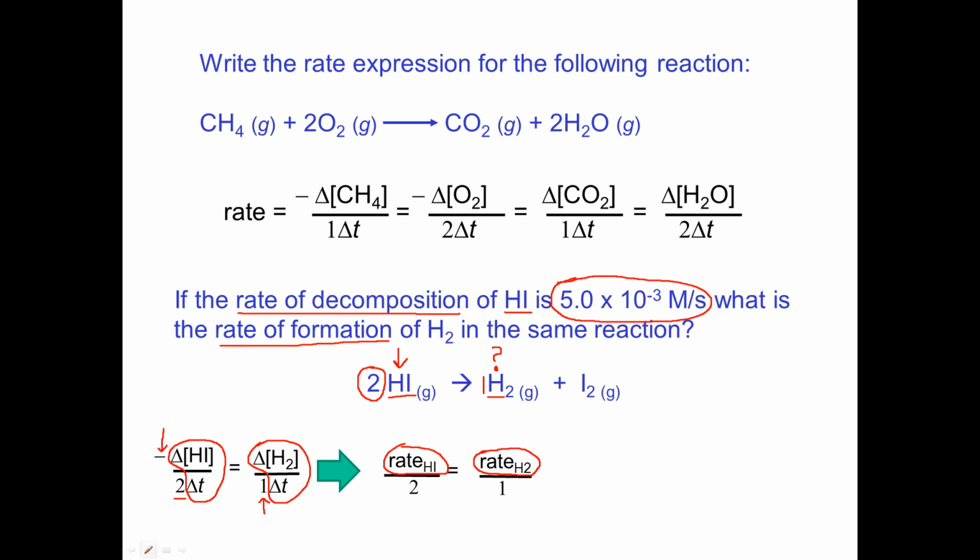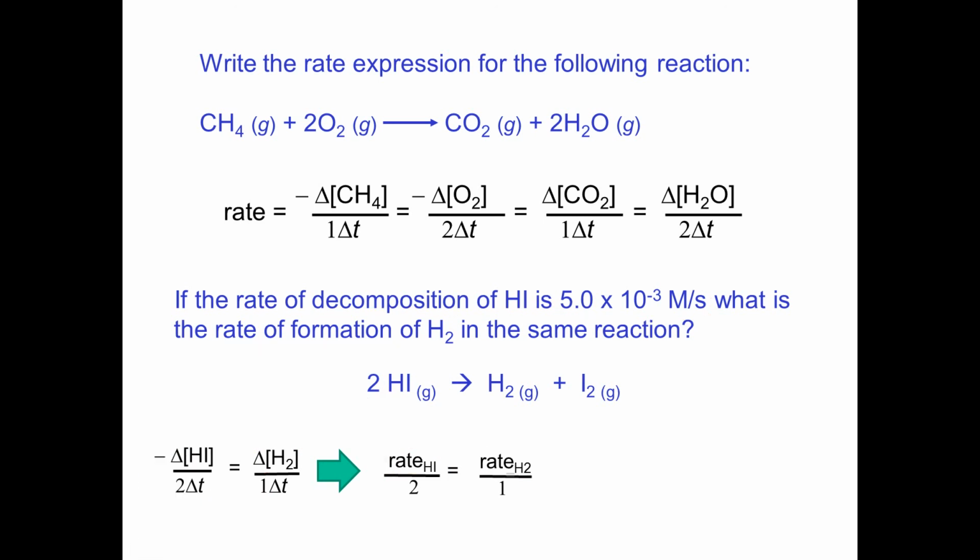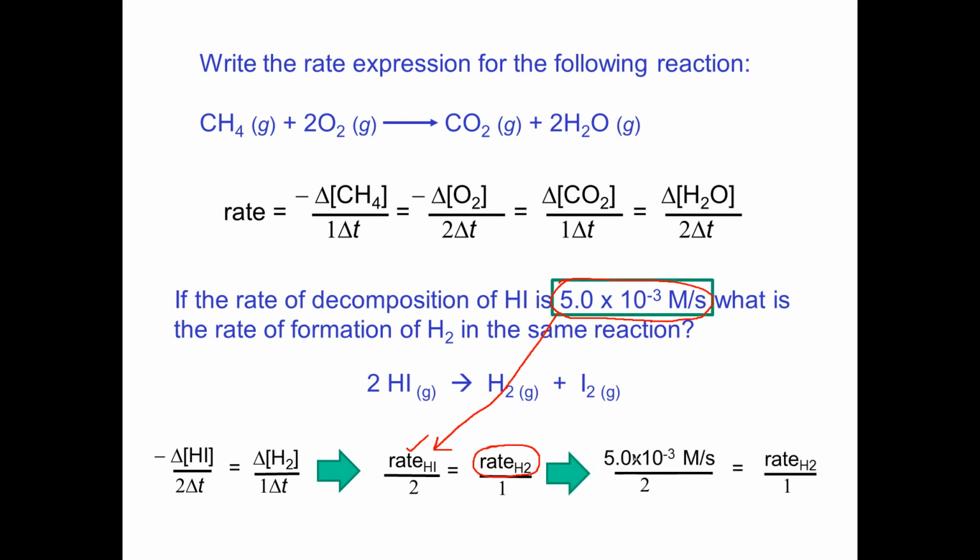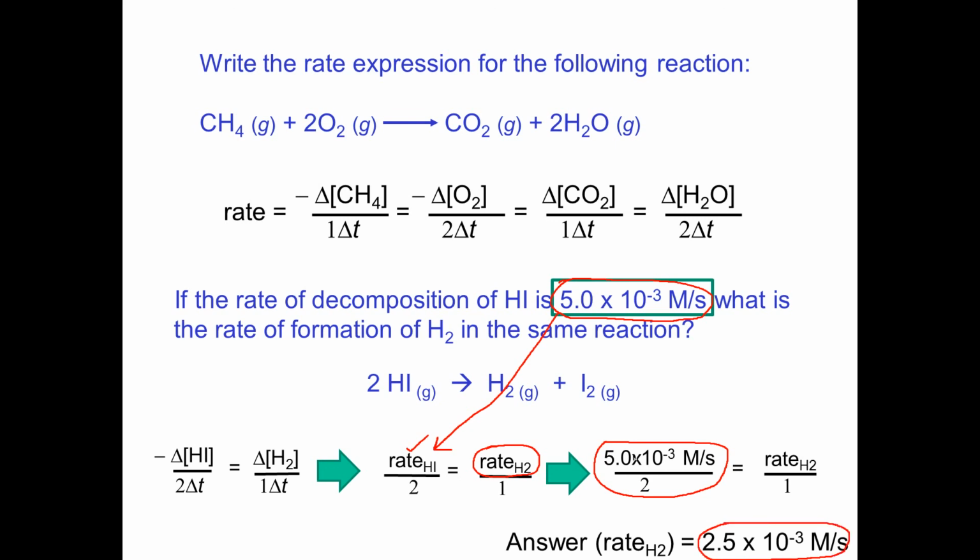Now, we know one of these two rates. Look at the original problem. The rate of decomposition of HI is 5 times 10 to the minus third molar per second. So we know this rate. We can solve for the rate of H2 just by plugging in. So I'm going to plug in 5 times 10 to the minus third for my rate of HI. So I end up with 5 times 10 to the minus third divided by 2 is going to equal the rate of H2. So we get an answer of 2.5 times 10 to the minus third molar per second.